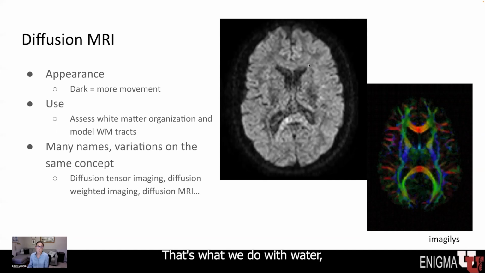And so that's what we do with water, which is constrained generally within the neuron. So that's what we're looking at. Areas that have more movement are like the ventricles, where water is moving freely. That's in CSF, moving freely and not constrained by myelin. And we can use this to assess white matter organization and model the white matter tracts.